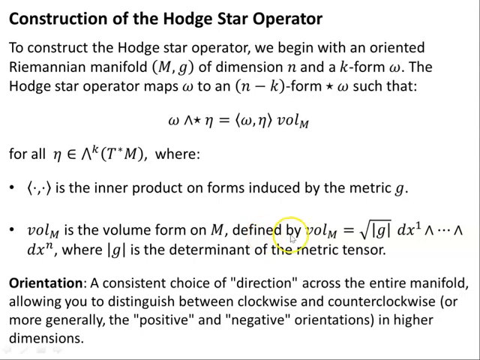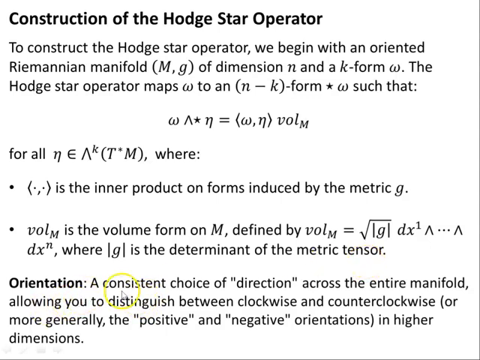So now, that's defined by the volume form on the manifold, subscript M, which is the square root of the determinant of the metric, and then this wedge product dx1 all the way up to dxn, where n is the dimension of the space you're in. Mod G here is the determinant of the metric tensor.